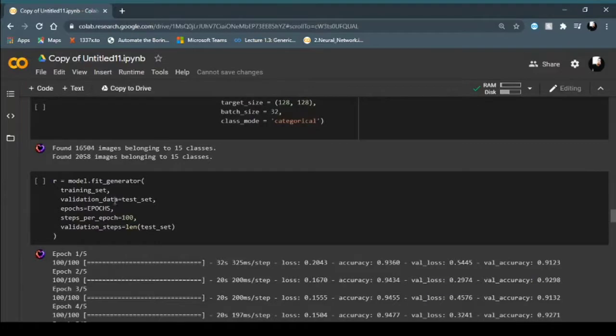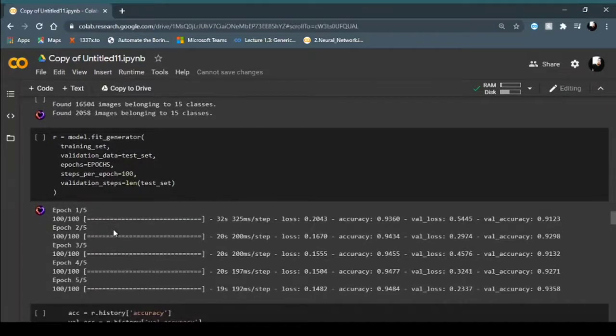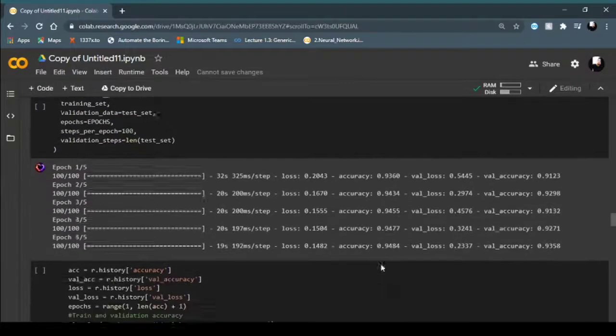We are fitting the model with the training set, and after training for 5 epochs, this Inception model gives us an accuracy of 94% with a validation accuracy of 93%.